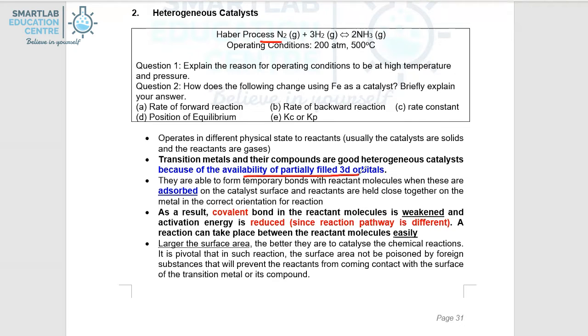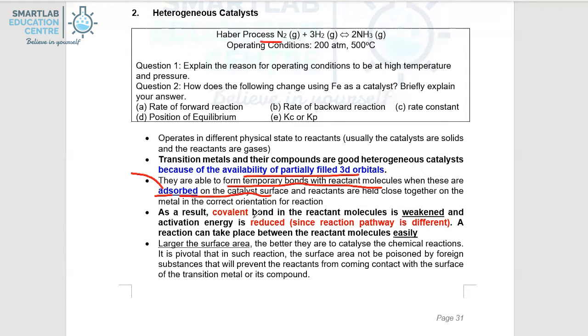These 3d orbitals could then be used to form temporary bonds with reactant molecules, and this is how the reactant molecules are able to be adsorbed on the catalyst surface. It's important to take note that it is adsorb with a D, not AB.